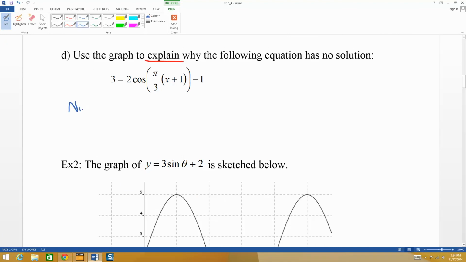No solution because y equals 3 does not intersect y is equal to 2 cos and all that stuff. Another thing you could say is the maximum of this is just 1, and 3 is larger than the maximum. Okay, it's another way of explaining it.